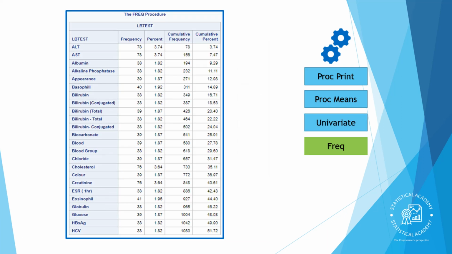The FREQ procedure creates a frequency table for each variable in the input dataset. The results include the unique values for the variable along with their frequency, percent, and cumulative frequency and percent. This procedure can help to find problems in the data, like miscoded values or case inconsistencies.